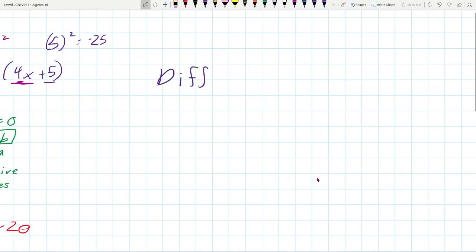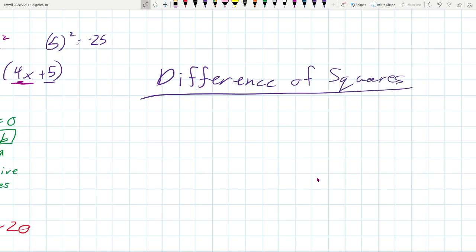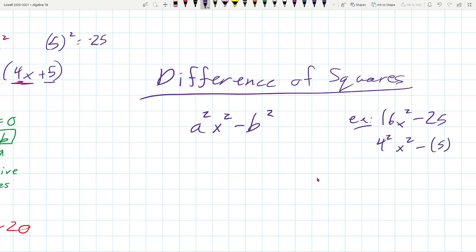A difference of squares is anything that you have that looks like this: a squared, where a is just some number, but this is a perfect square, x squared minus b squared. Okay. In our example, we had 16x squared minus 25. So I could rewrite this as 4 squared x squared minus 5 squared. And so this will always factor into something like this.